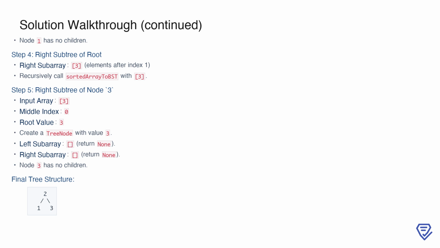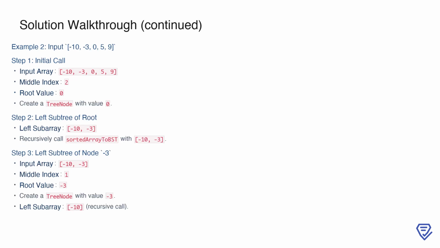The final tree structure for this example is a balanced binary search tree with 2 as the root, 1 as the left child, and 3 as the right child. In our second example, the input array is -10, -3, 0, 5, 9. The middle index is 2, and the value at this index is 0, which becomes the root of the tree. We create a tree node with this value.